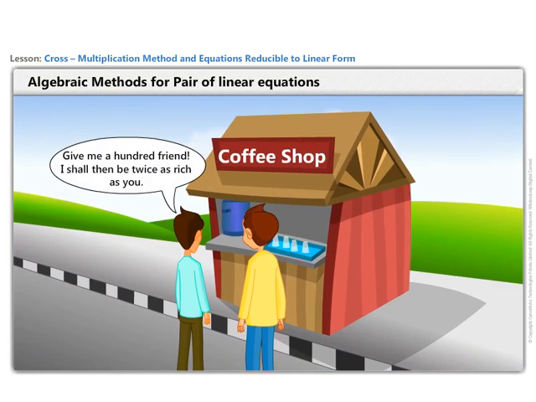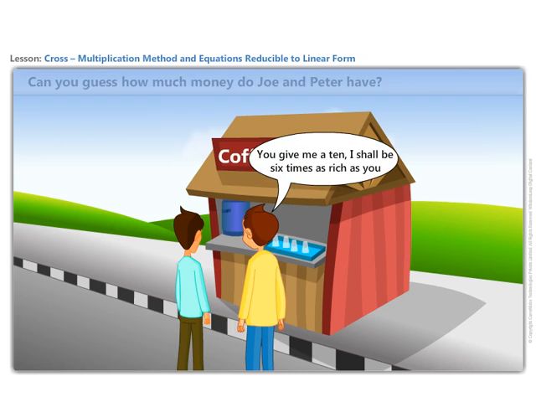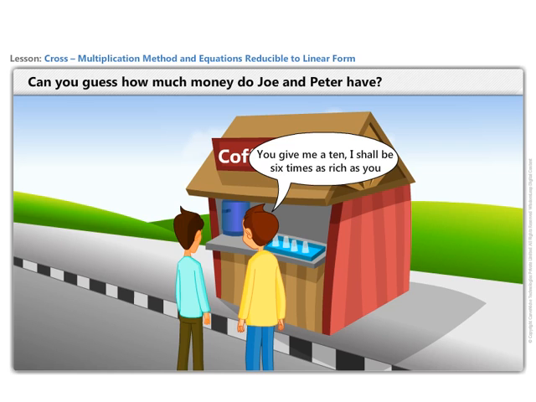Joe says, "Give me 100, friend. I shall be twice as rich as you." Peter replies, "You give me 10, I shall be 6 times as rich as you." Can you guess how much money Joe and Peter have?